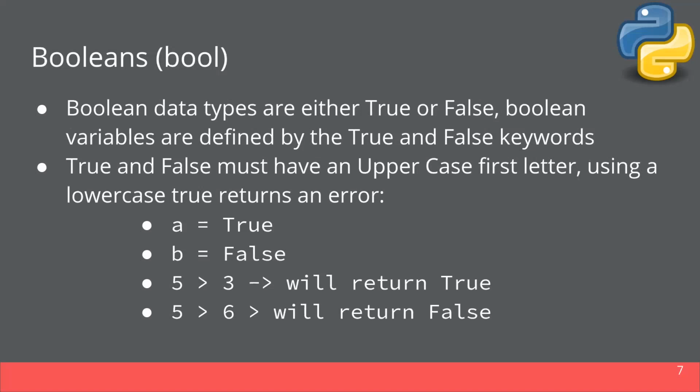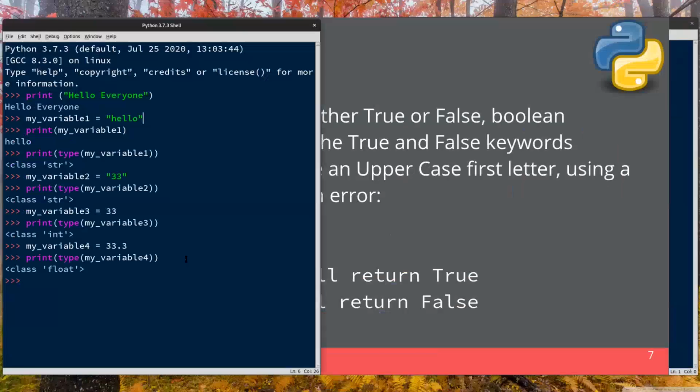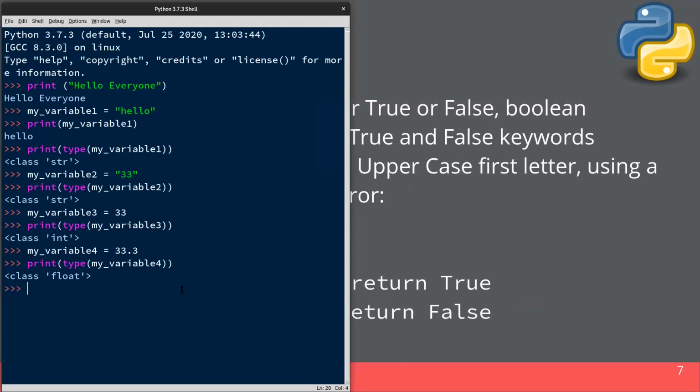It's a logic test. So let's try something like 5 is greater than 6. We know that 5 is not greater than 6. We know that 6 is more than 5. So if we run that, it says back false. That's false. So that is a bool.